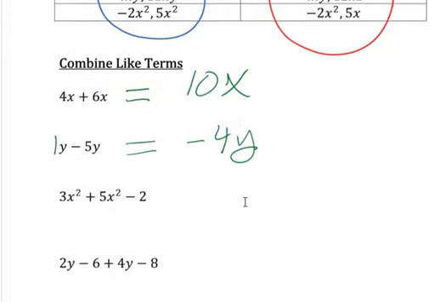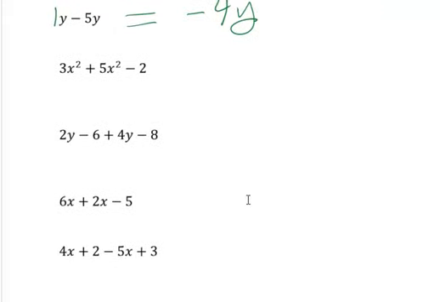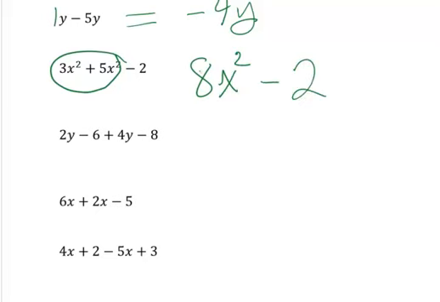Alright, let's try the next one here. So now I have 3x squared plus 5x squared minus 2. Again, I'm going to combine these two together. That's going to give us 8x squared, but I still need to bring down my minus 2. I can't combine it with anything, but it's still part of my answer.